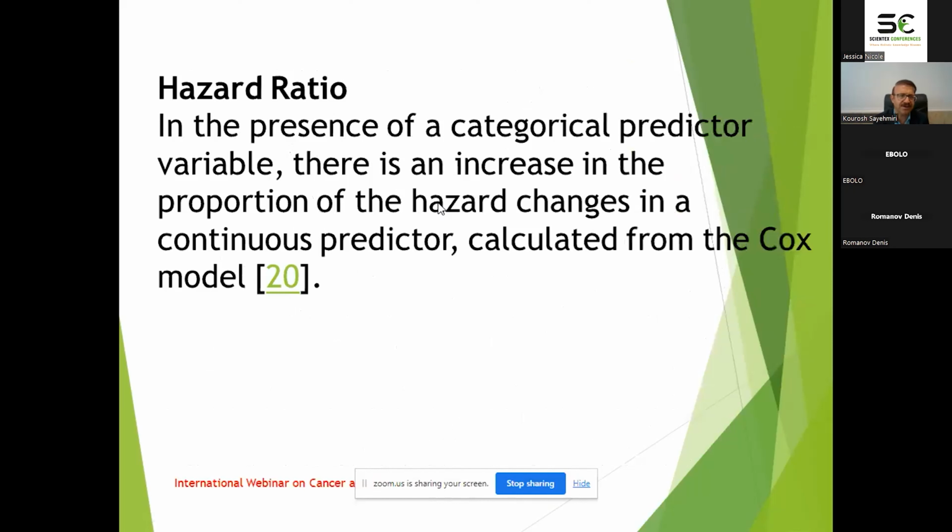And also I use the hazard ratio. I think most researchers are familiar with this hazard ratio. For a categorical predictor variable, it is the proportional change in hazard, or for a continuous predictor, it is calculated from the Cox models. Relative risk, odds ratio and hazard ratio are similar, and they have the same interpretation.